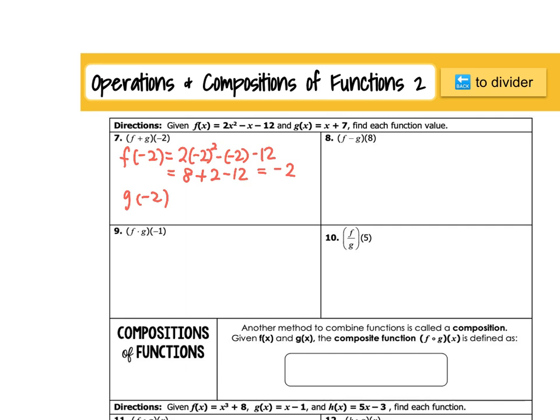And g of negative 2 will be negative 2 plus 7, which will be positive 5. So we combine negative 2 plus 5, positive 5 total. So that should be your final answer. So make sure you try the rest of the problems by yourself. See, you can do it. And when you come back to class, you can ask me questions if you have any mistakes or you couldn't figure it out.